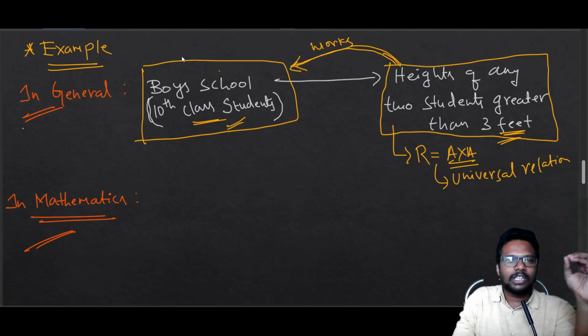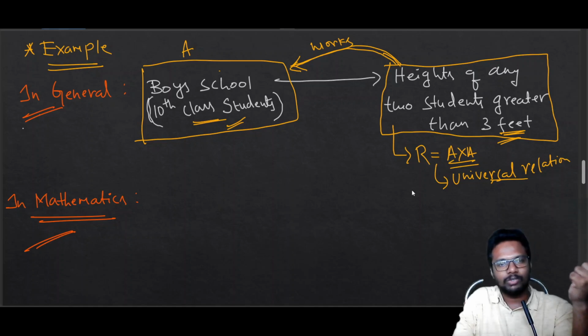relation. If we consider this boys school as 10th class students A, then R will become A cross A, because each and every student will be greater than 3 feet of height. So the universal relation will automatically be satisfied.